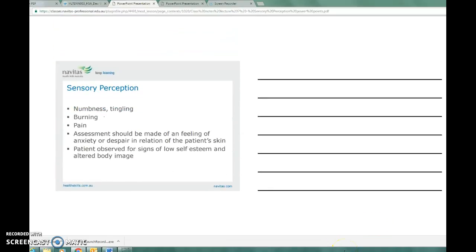Sensory perception is numbness, tingling, burning, pain. An assessment should be made of any feeling of anxiety or despair in relation to the patient's skin. The client is also observed for signs of low self-esteem and any altered body image.